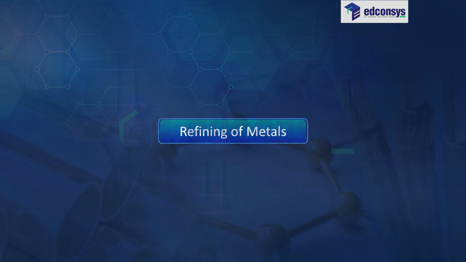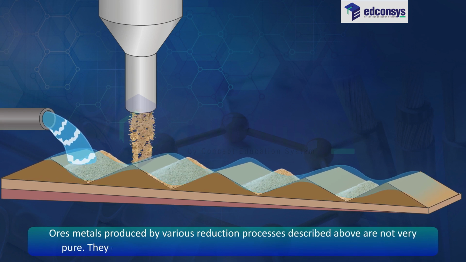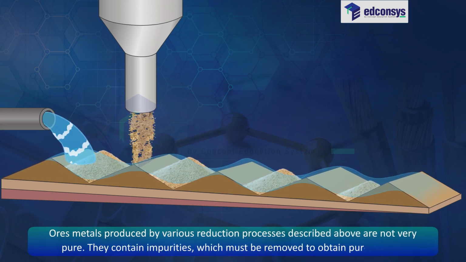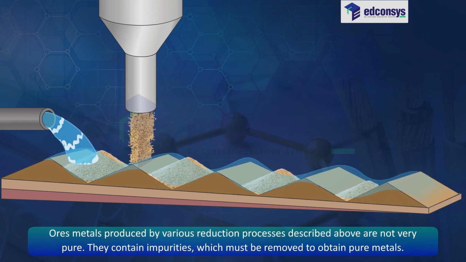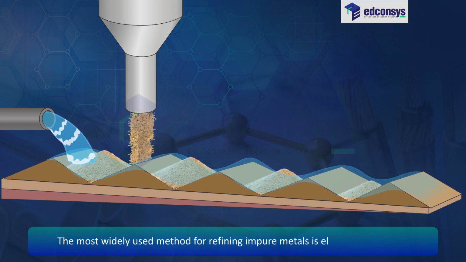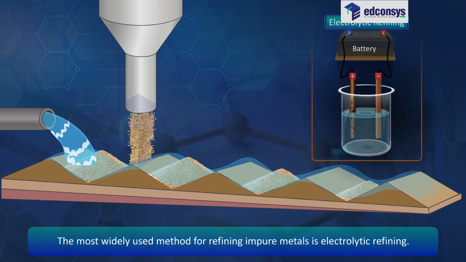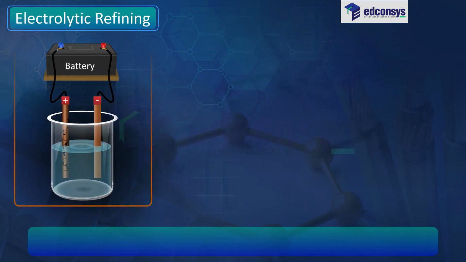Refining of metals. Metals produced by the various reduction processes described above are not very pure. They contain impurities which must be removed to obtain pure metals. The most widely used method for refining impure metals is electrolytic refining. Electrolytic refining.